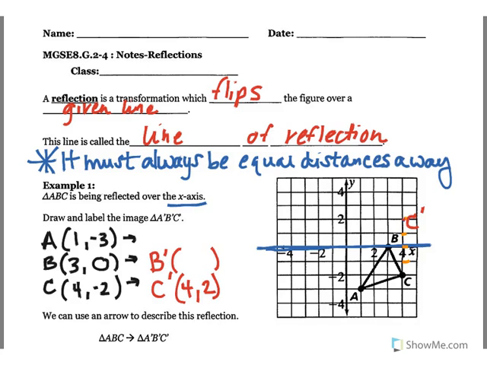And then we'll look at B prime. Before we can figure out what B prime is, we have to look and see that B is on our line of reflection. If we have a point that's on our line of reflection, it's going to stay the same. Okay? So we can just leave it as 3, 0.